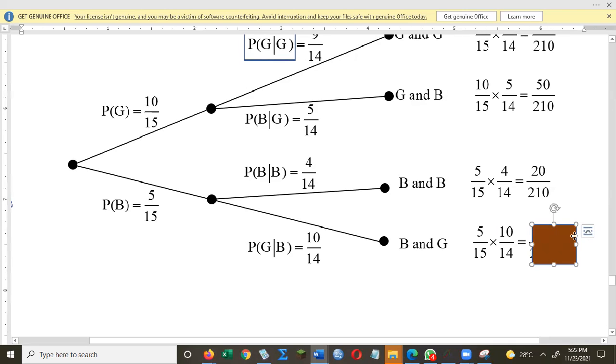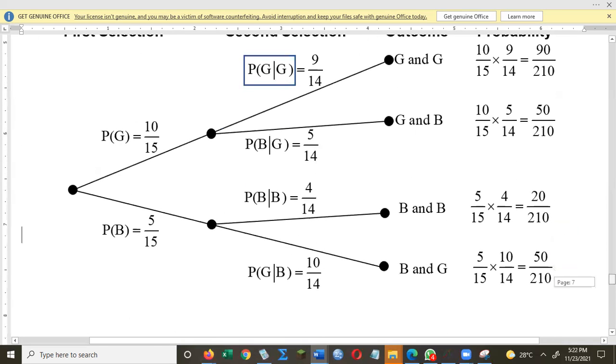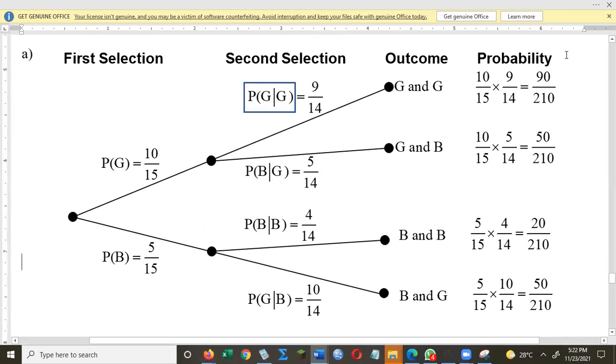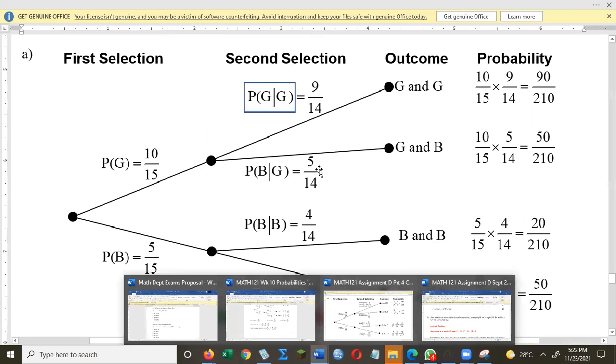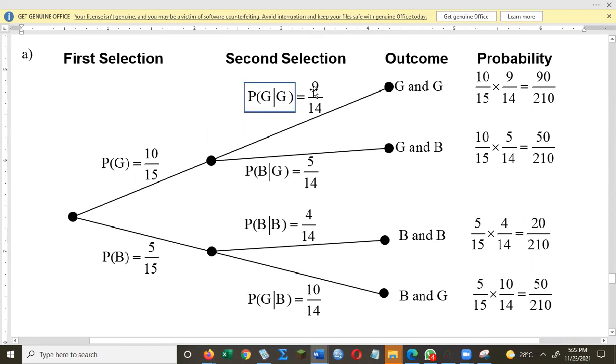So here is the fully labeled tree diagram of the experiment. They call it a probability experiment of selecting randomly 2 cards from a container that has 10 green and 5 brown without replacing. All right, without replacing the first card. Whatever card you get, you did not replace it, and you're going to select another. So that's why you have the denominators reducing, because you did not replace the first card. Whether it is green or brown, you did not replace it.